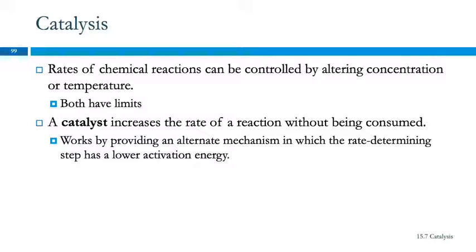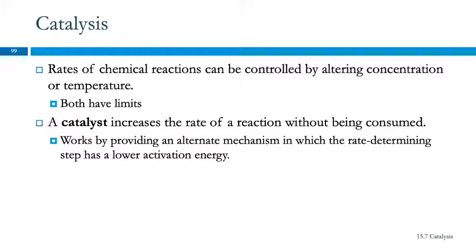Okay, catalysis. So rates of chemical reactions can be controlled in several ways. We've looked at the effect of concentration. You increase the concentration, usually increase the rate. We looked at the effect of temperature. Most reactions, you increase the temperature, the reaction goes faster. But both of these have limits.